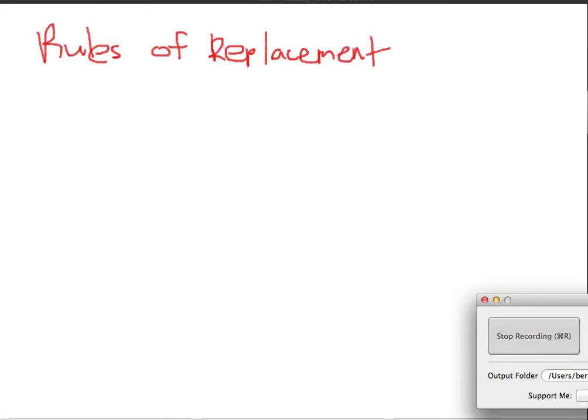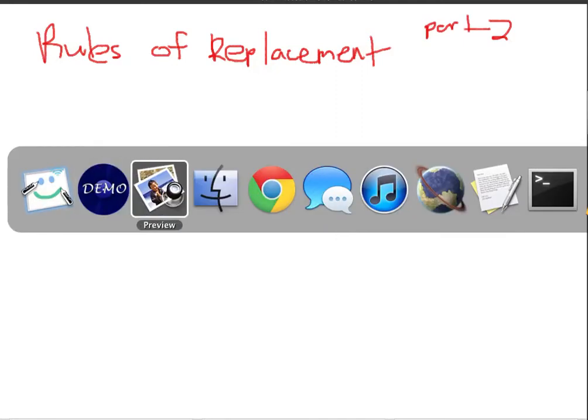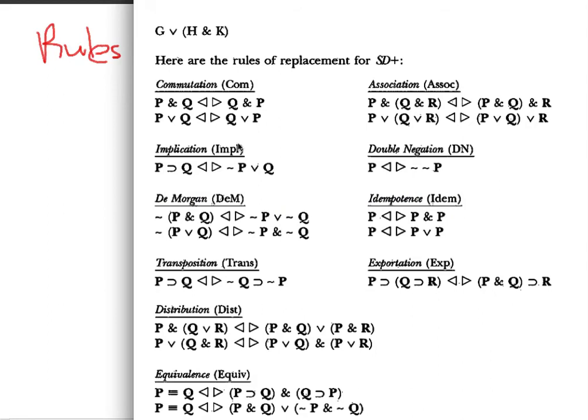Okay, welcome back. This is now part 2 of rules of replacement. So we've been talking about the rules of replacement in the system SD+, and we've covered a few of them. So we've covered some of these somewhat briefly, and we've done a proof of a few of these. And we've shown some examples of how we would have derived them in the regular system SD.